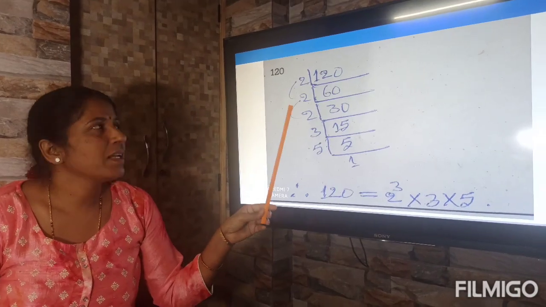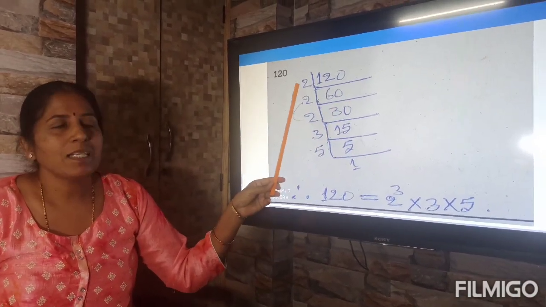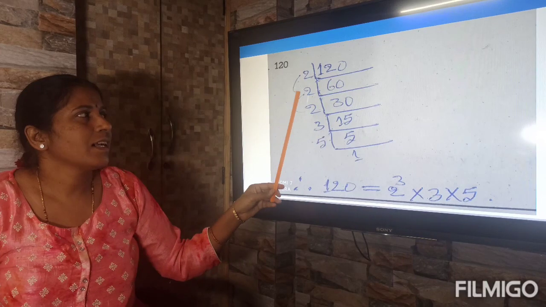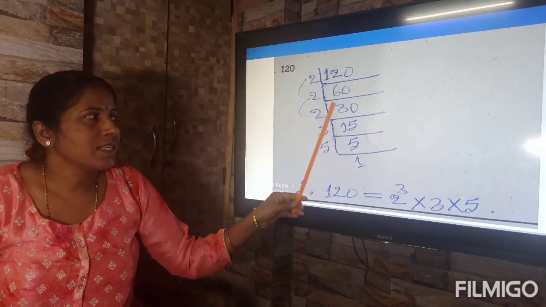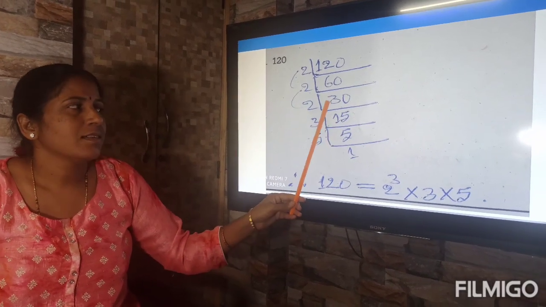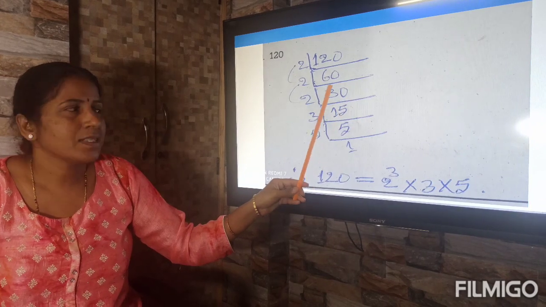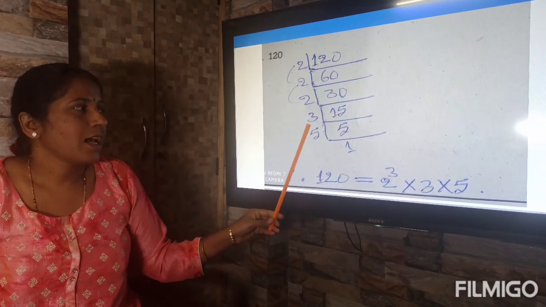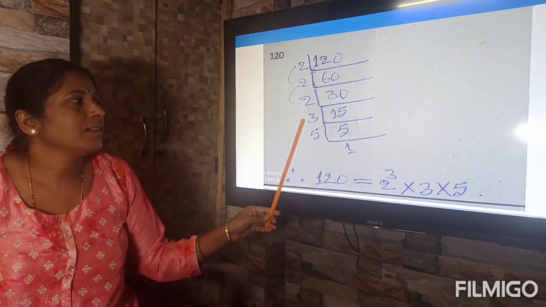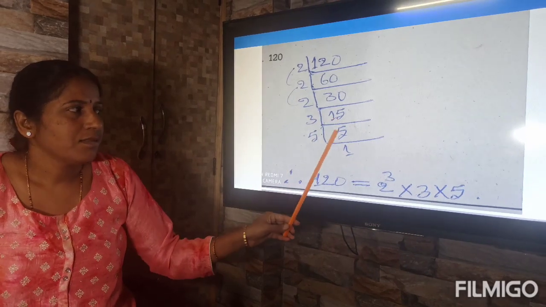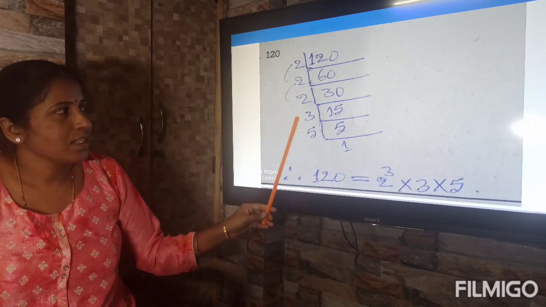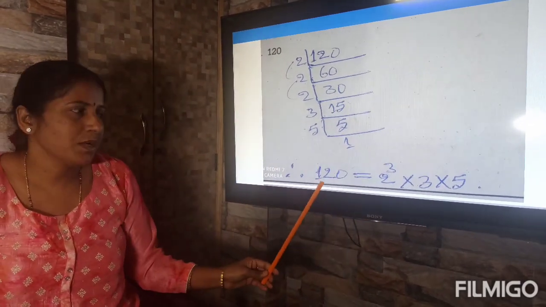Next is a very simple number, 120. Divide by 2. 2 6s are 6, 0 as it is, and again divide by 2. That 2 3s are 6, 0 as it is. Again divide by 2. 2 ones are 2, then 1 remains, add 0, it becomes 10. 2 5s are 10, then it is not dividing by 2. I have to take 3 here, divide by 3. 3 5s are 15 and 5 ones are 5. These are the prime factors of this given number 120.